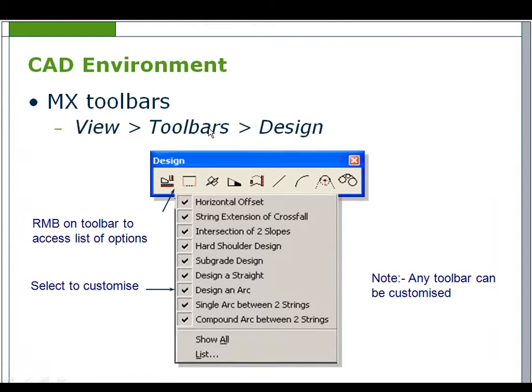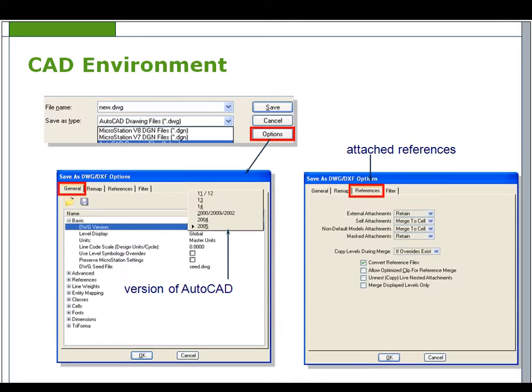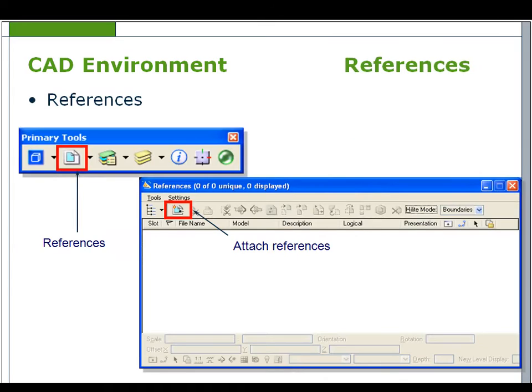All the MX toolbars can be customized. Just right click and select or deselect the options or show all. The MX menu can be used to save AutoCAD drawings. Use File, Export, AutoCAD Drawing. Select the options, which allows the version of AutoCAD to be set and how to handle any attached references.